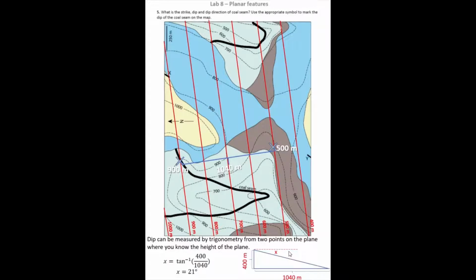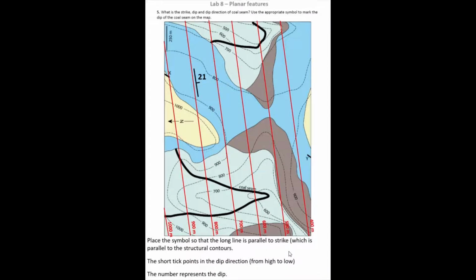So then we whack on our symbol. I've actually somehow managed to put that symbol in slightly the wrong place, but if we moved it over to the coal seam, the strike line would be parallel to the structural contours, and the dip tick would be pointing from high to low with the number recording the amount of dip. Okay, but somehow PowerPoint has moved that symbol upwards. It should be close to where we've measured, so it should be on the coal seam somewhere.